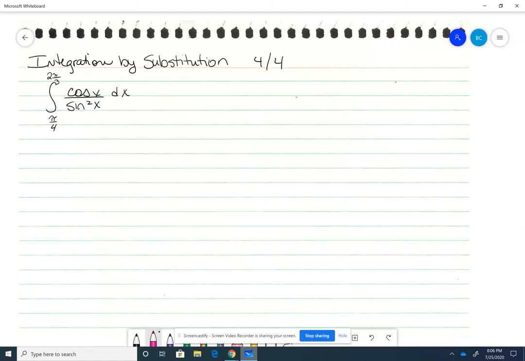Okay, welcome back. We're going to do this integration by substitution. We've got the integral from pi over 4 to 2 pi over 3 of cosine x over sine squared x.